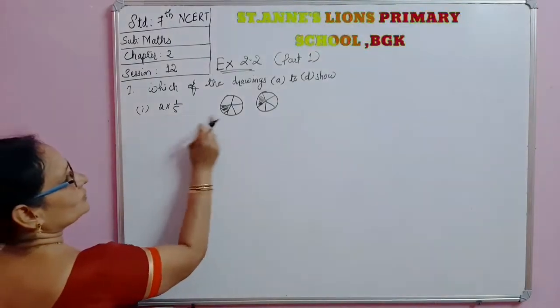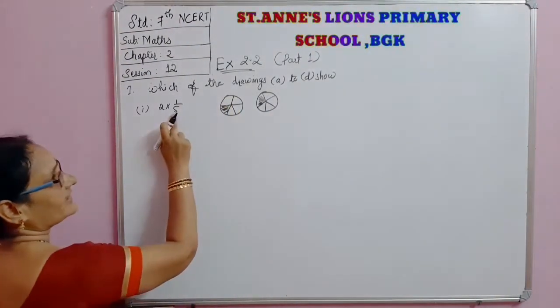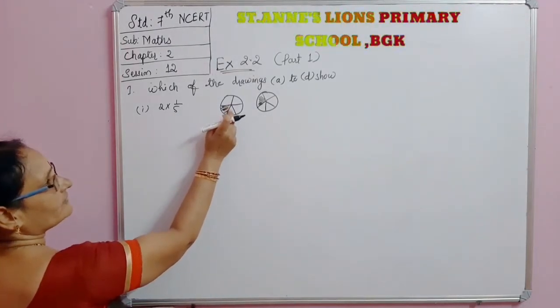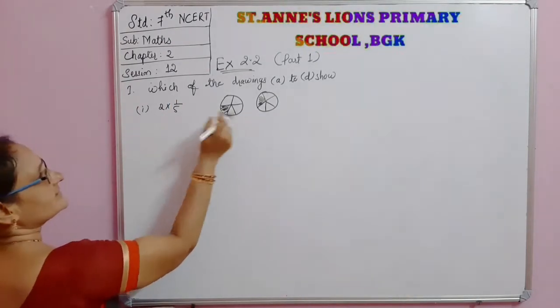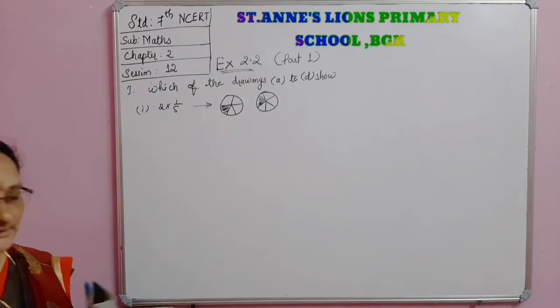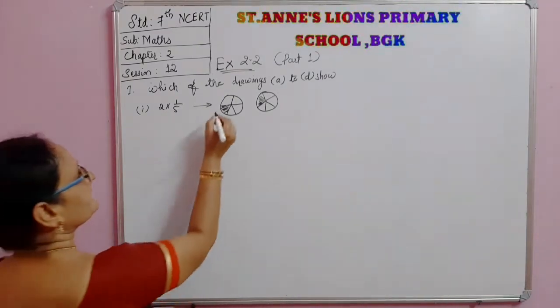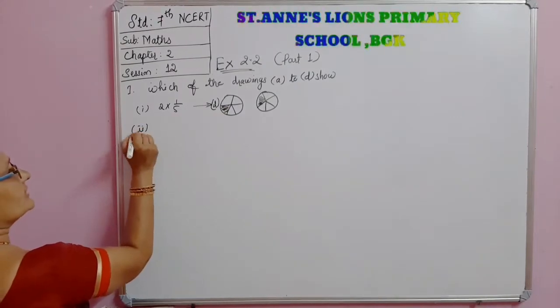1 by 5 into 2. This is 1 by 5. 1, 2, 3, 4, 5. Total parts 5. In that 1 is shaded. 1 by 5. How many 1 by 5? 2 into 1 by 5. This is the answer. Okay. What option is it? D. This is D. The same way you have to draw for all the others.